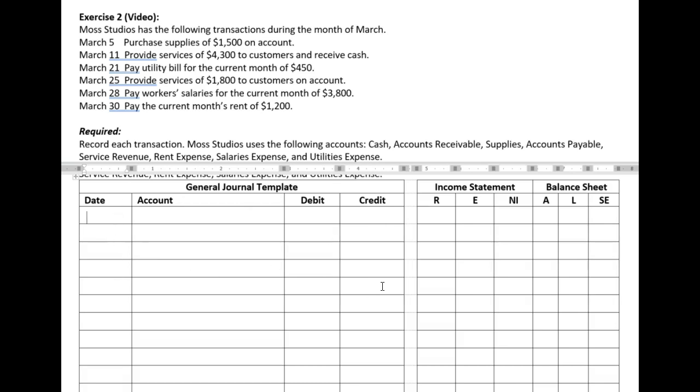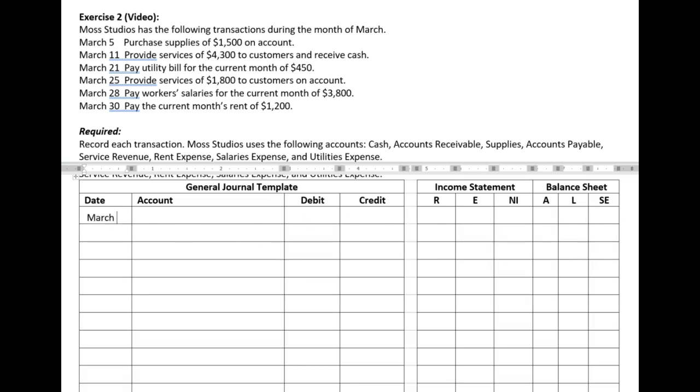So here's the recording, but we're going to take it a step further than just recording. We're going to indicate how each of those actions impacts the financial performance, which is the income statement, if it does, and the financial position or the balance sheet of the company. So every time we journalize, record the transaction, we are going to indicate how that actually impacts the financials of the company. So let's start with March 5th.